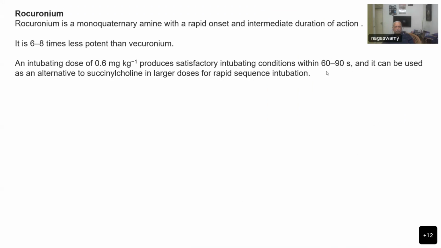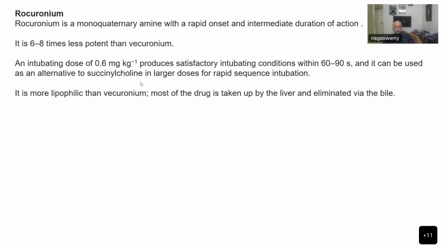So if you are doing an elective case where there is no urgency, you can just go for 0.6 milligram per kg, wait for 1 minute to 1.5 minutes, and then have sufficient relaxation, just like succinylcholine for intubation. But on the contrary, if you want to do it for a rapid sequence induction, you have to increase the dose to 1 to 1.2 milligram. You have to give almost double the dose to produce relaxation equal to succinylcholine if you are going to use it for rapid sequence intubation.